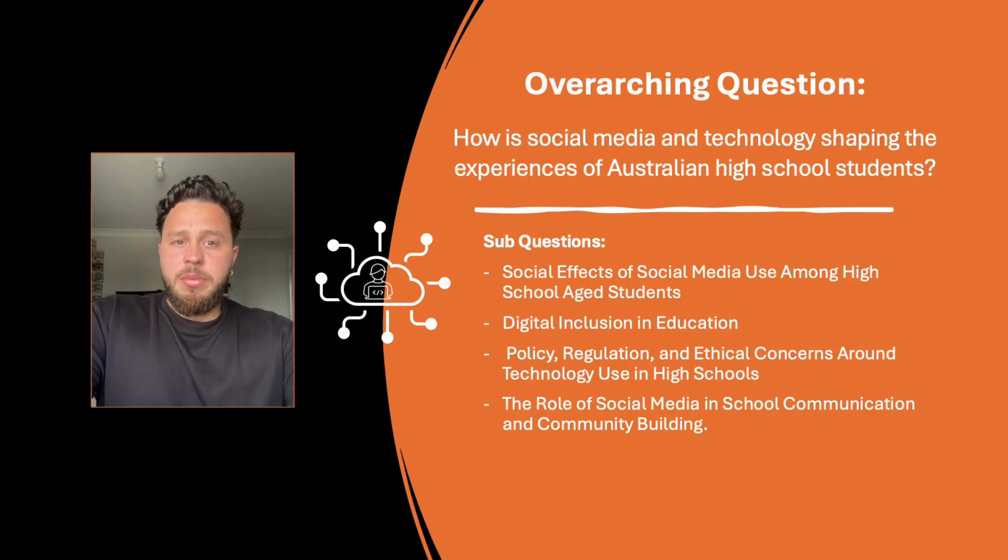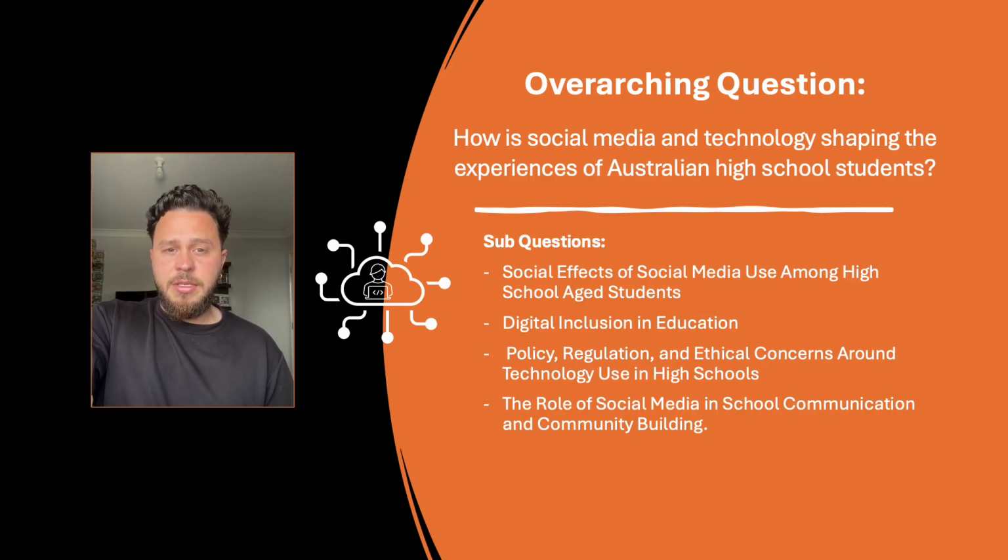To break this down, we developed 4 supporting sub-questions. The first explores the psychological and social effects of social media, helping us understand impacts on student well-being and relationships. The second looks at digital inclusion, which highlights issues of access and equity. The third focuses on policy and ethical concerns, guiding safe and responsible technology use. The fourth examines social media's role in school communication, showing how it can strengthen connection and community. Together, these sub-questions give us a clear, balanced picture of how technology shapes student experiences.